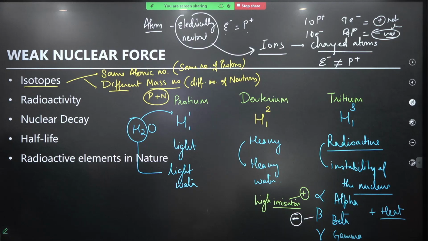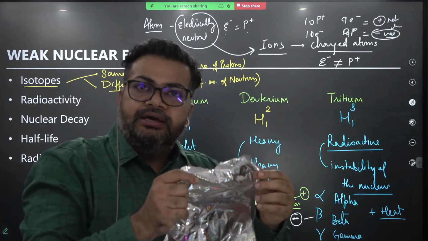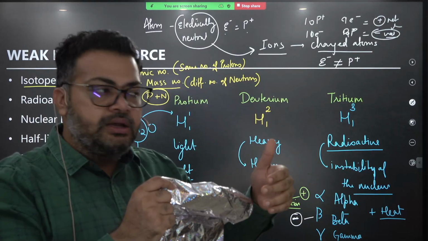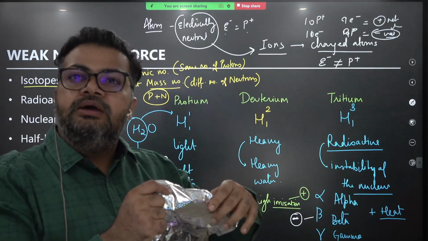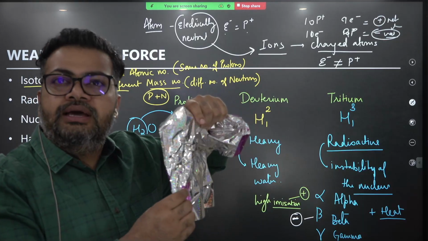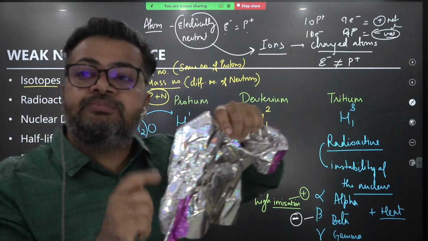So let's imagine this is an aluminum foil, right? A sheet of paper can easily stop alpha particles, but it cannot stop beta particles. For beta particles, I would need a foil, an aluminum foil. An aluminum foil would be enough to stop a beta particle because its penetration power is stronger.